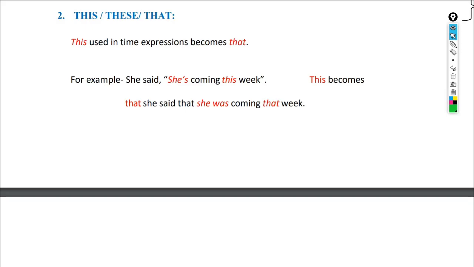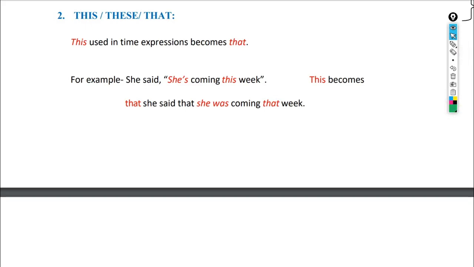So in this way you will have to change the nearness to the distant one. So let us see one example here. She said, she's coming this week. This will be transformed into she said that.